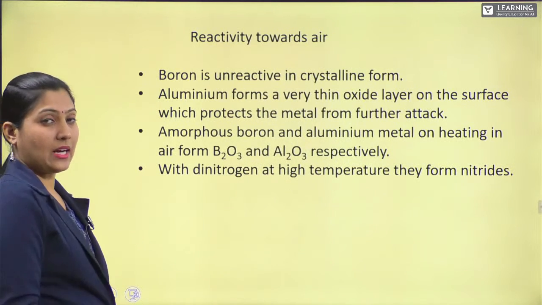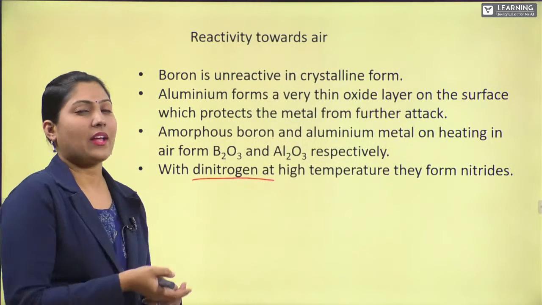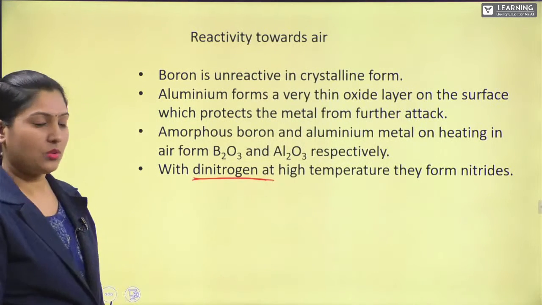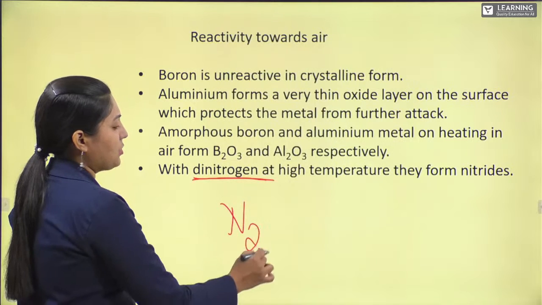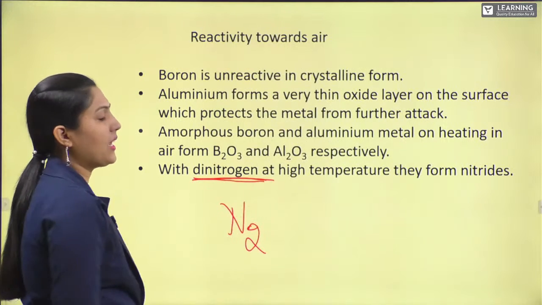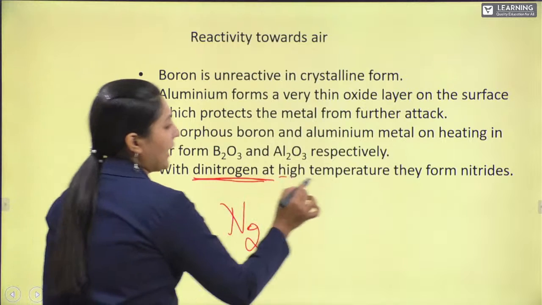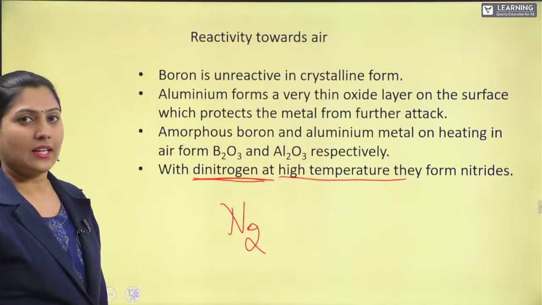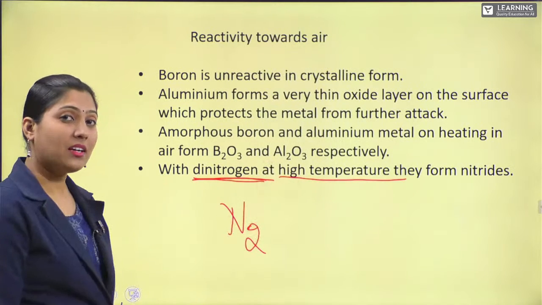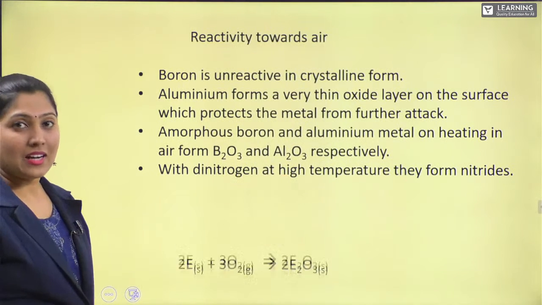And they also react with dinitrogen. See, generally nitrogen will not react with any other elements easily. But here you can see dinitrogen. Dinitrogen is nothing but nitrogen gas, N2. As we are writing N2, it is a diatomic molecule, we call it dinitrogen. So this dinitrogen gets reacted at high temperatures. Generally nitrogen will not react, right? It is inert. So it reacts at higher temperature with these elements and forms nitrides.